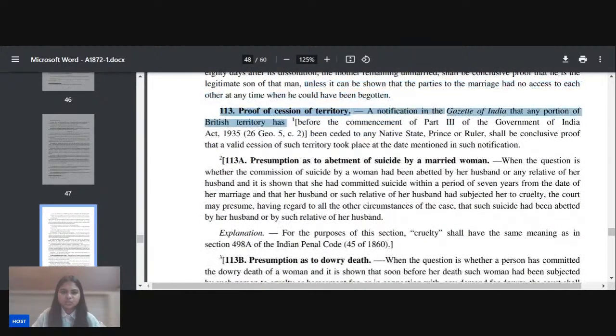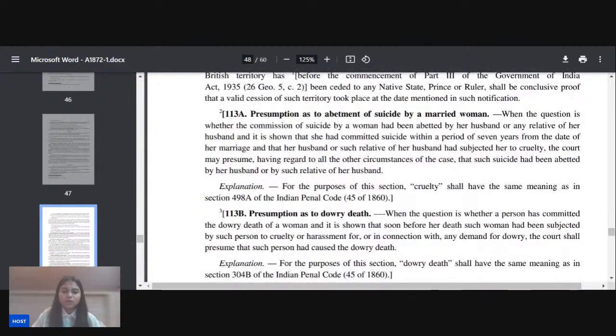Then there is 113, proof of cession of territory. 113A is the presumption as to abetment of suicide by a married woman. Again, an important section.